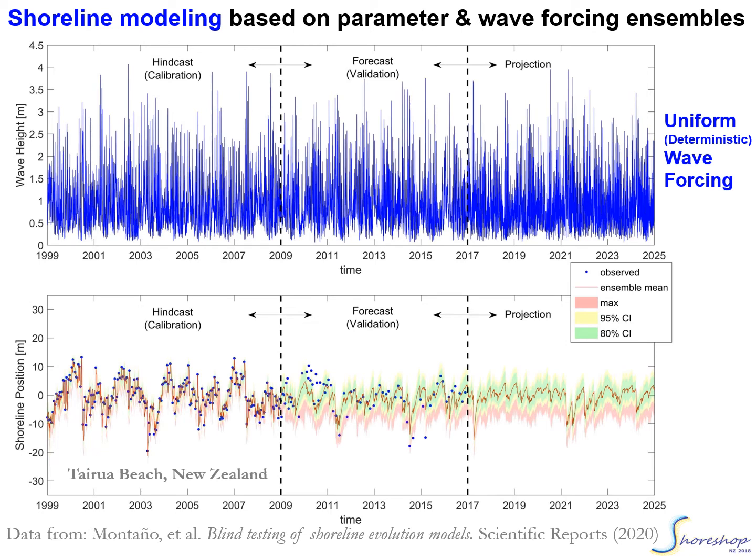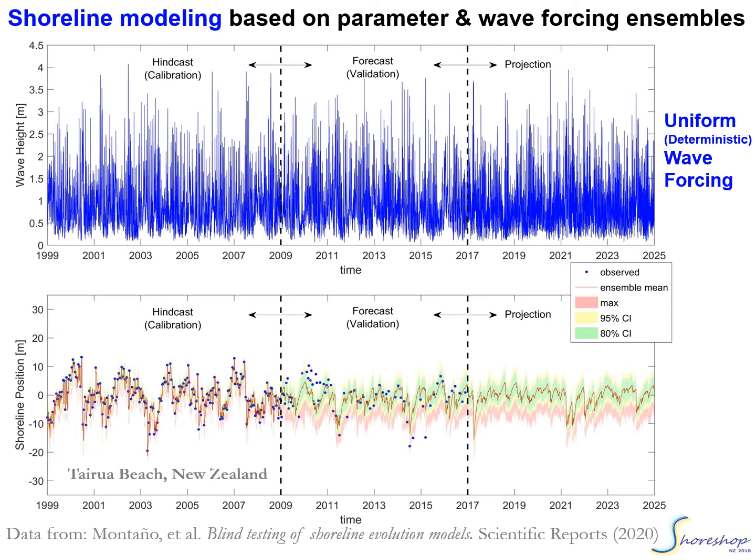So I split this simulation up into 3 different periods. The first is a hindcast calibration period when data assimilation is taking place. The next period is a forecast validation period where there's no data assimilation taking place, and the fit between the shoreline position and the observations, which are in the blue dots, give a good indication of the performance of the model. And finally, a projection period where we have no more data and we're trying to make a prediction of what the shoreline is going to be in the future.